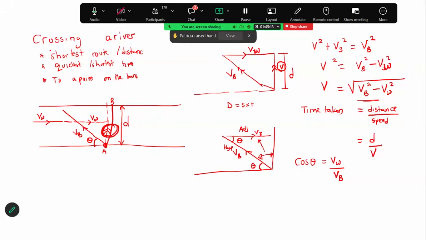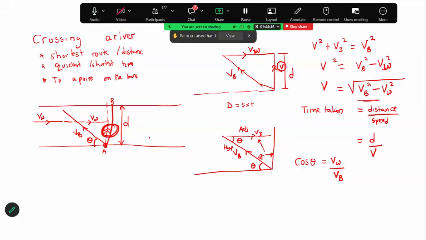Now I want to do the second part. So I have a question. Yes. On the thing of the shortest distance and the shortest route and the quickest time, I wanted to know the difference. Oh, now I'm coming to the quickest time.